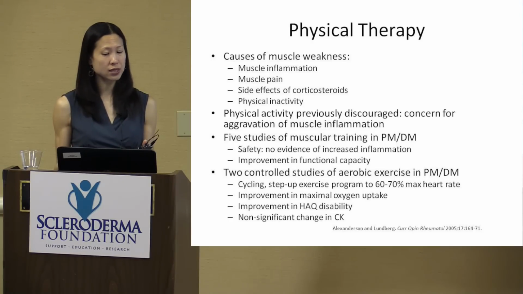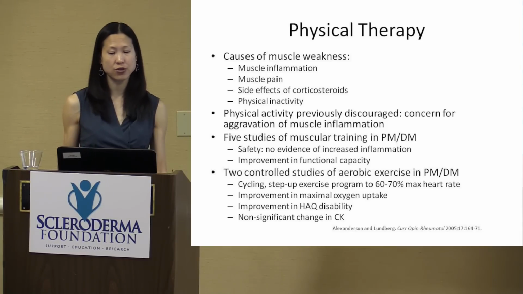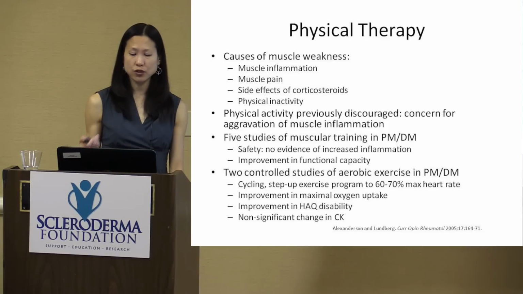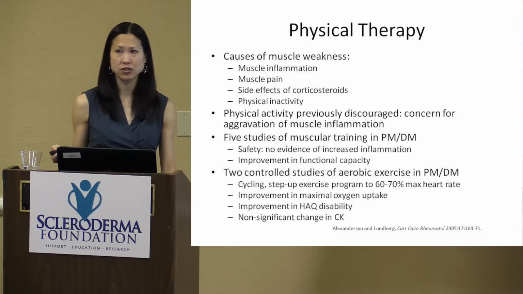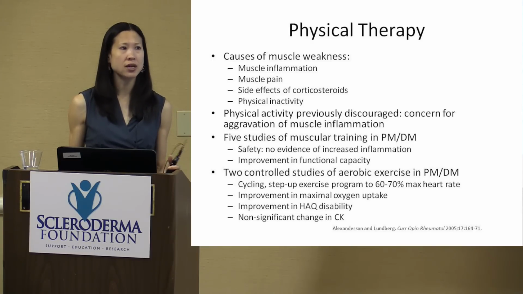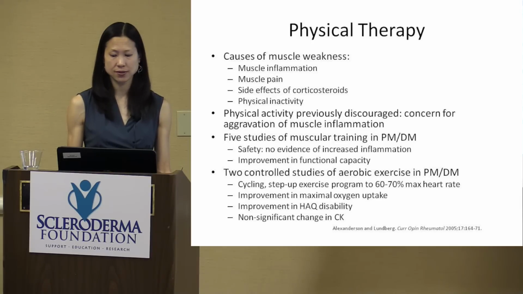And so the exercise included cycling and a step-up exercise program that really got your heart going to 60 to 70% of your max heart rate. And there was improvement in oxygen uptake, disability, and also no worsening of muscle inflammation in those who underwent the exercise program. So we now recommend for patients with muscle inflammation, certainly physical therapy, but also having a stable level of activity, not pushing it and not doing a lot of heavy lifting, but certainly aerobic exercise and stretching and muscular training is acceptable and encouraged.